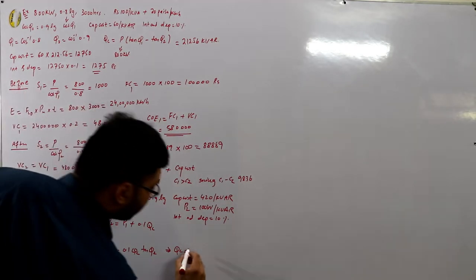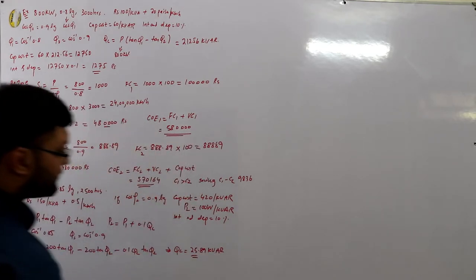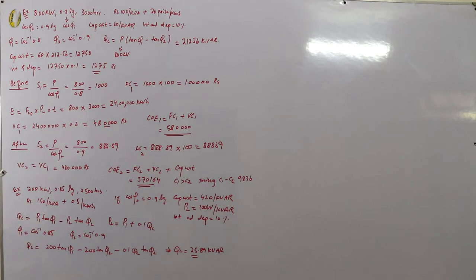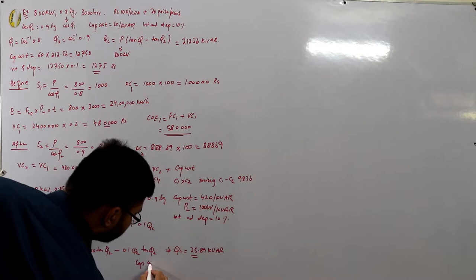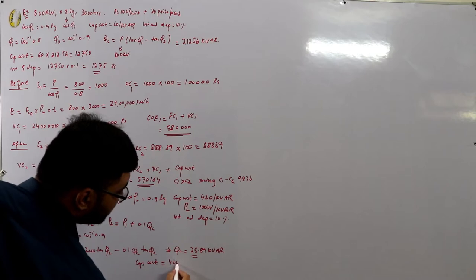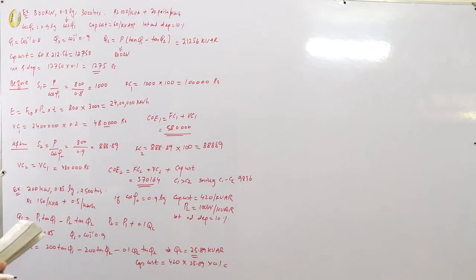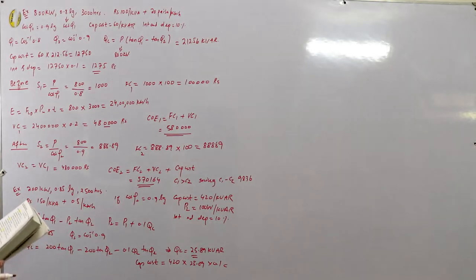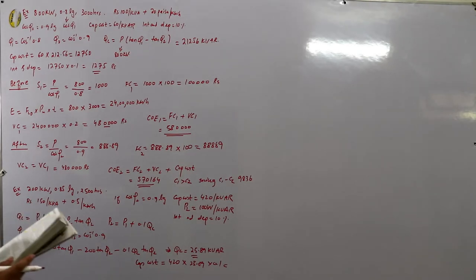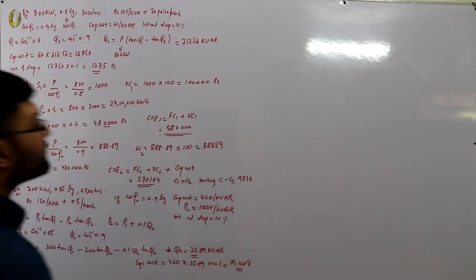25.89 kVARs. 25.89 kVARs are the leading kVARs taken by the capacitors. Now if you have got the kVARs, the cost will be what? Capacitor cost is ₹420 per kVAr. So multiply 25.89, and you also have a 10% depreciation, so multiply it with 0.1 as well. So this comes out to be 1087 rupees. ₹1087 is your capacitor cost, right?